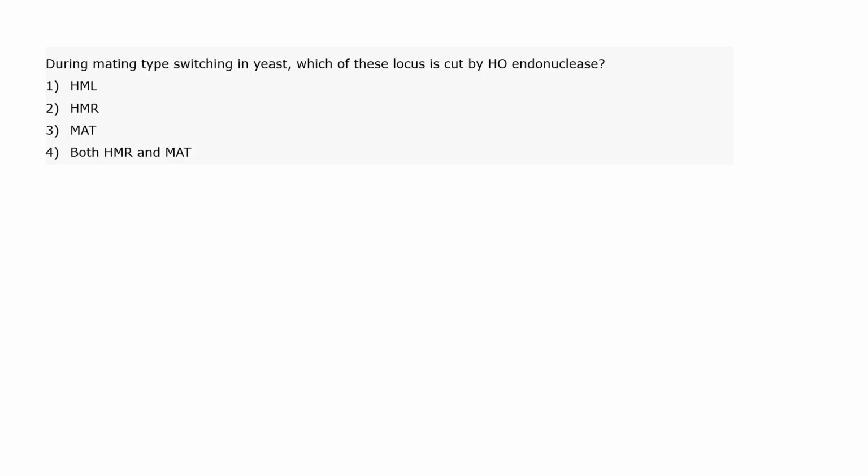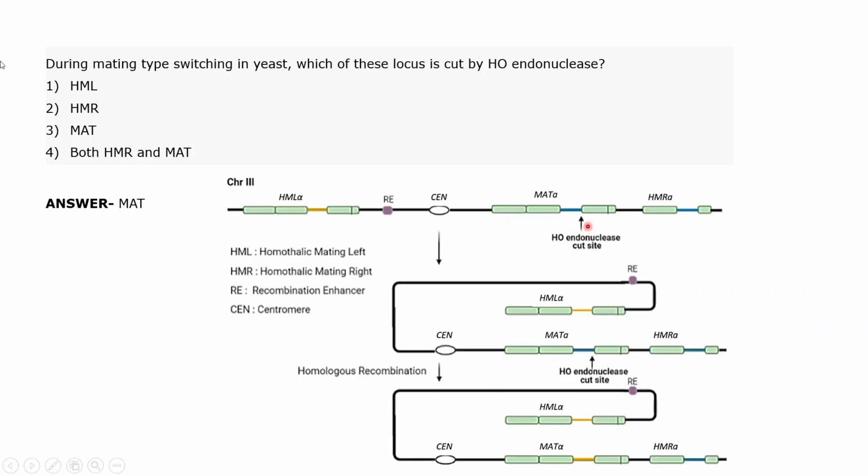Okay, so the answer to this question is the MAT locus, right? This we discussed last week. Mating switching takes place in chromosome 3, based on the regulatory activities happening here. This is the homothallic mating left locus, and after the centromere you can see the MAT locus as well as the HMR locus. There is an HO endonuclease site present in the MAT alpha locus.